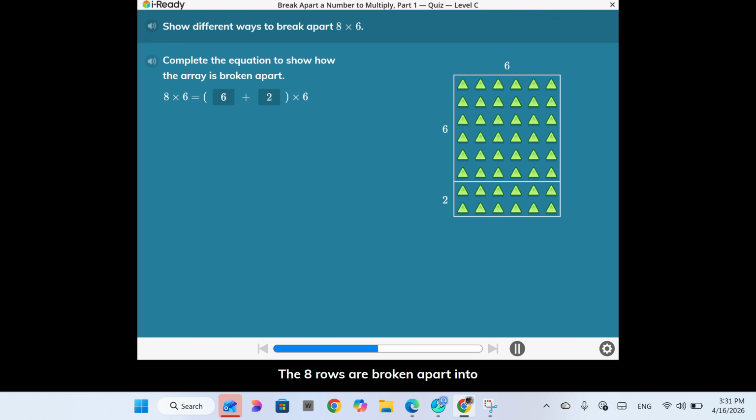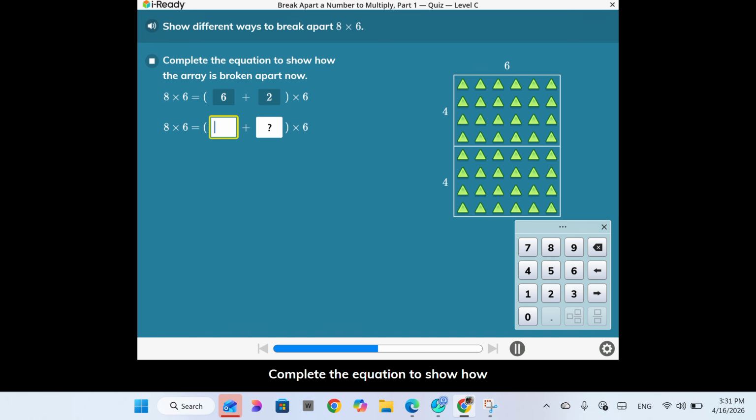The 8 rows are broken apart into 6 rows in the top array and 2 rows in the bottom array. Let's break apart the array a different way. Complete the equation to show how the array is broken apart now.